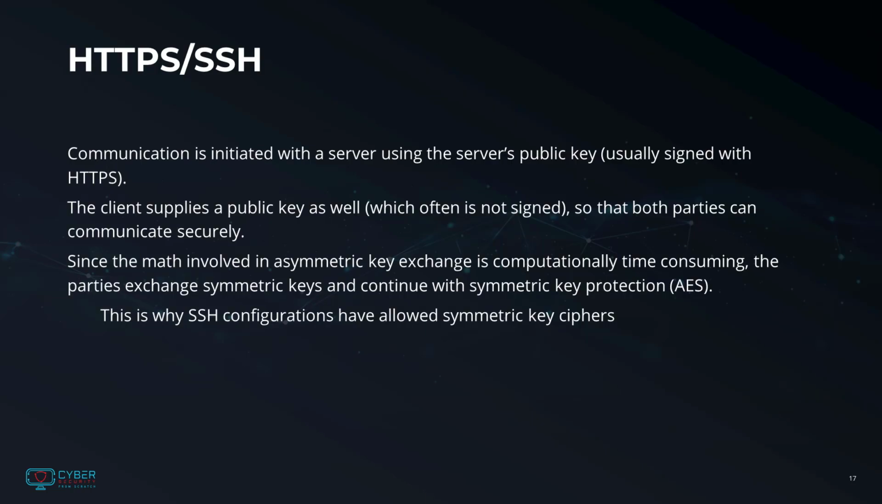HTTPS and SSH both rely on asymmetric key cryptography to allow two parties that haven't communicated previously to do so in a secure manner. Communication is initiated with the server using the server's public key, where the server will supply the public key, and usually it'll be signed. And then the client will, in their response, also supply a public key, which the server can use to respond.